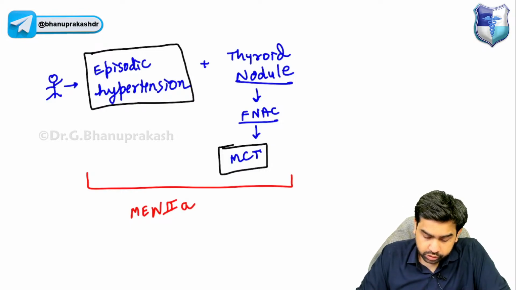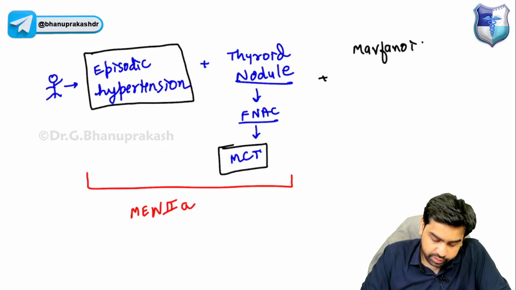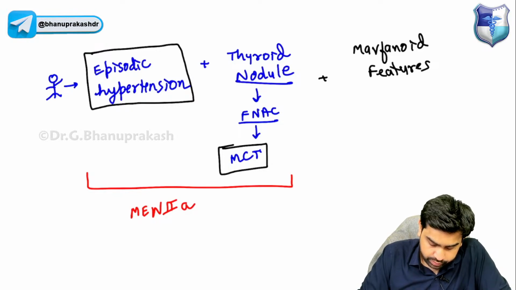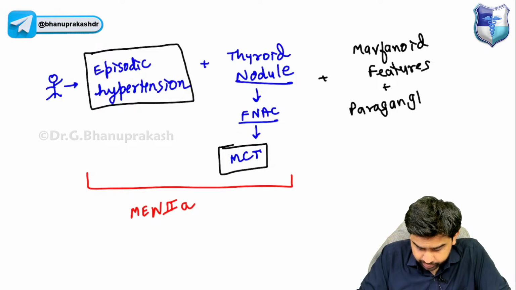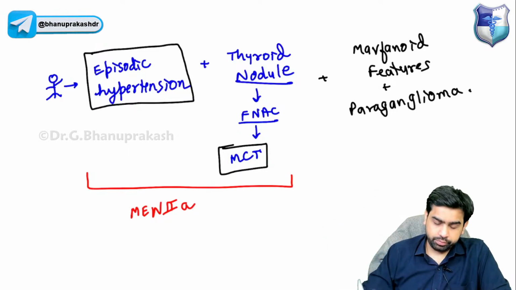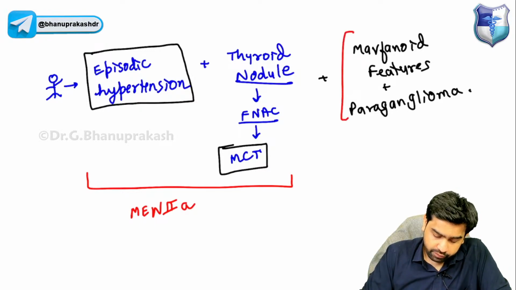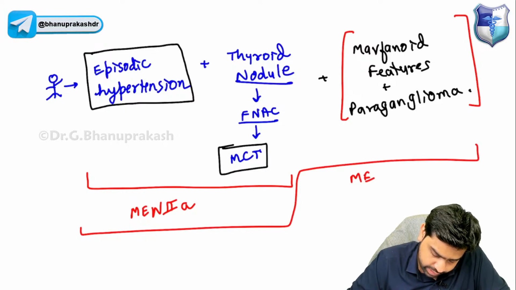But along with this, if they give you that the patient is having marfanoid features, or paragangliomas, or plexiform neurofibromas, and skin lesions are present, then the patient is having a MEN2B syndrome. Okay, so then you say that the patient is having a MEN2B syndrome.